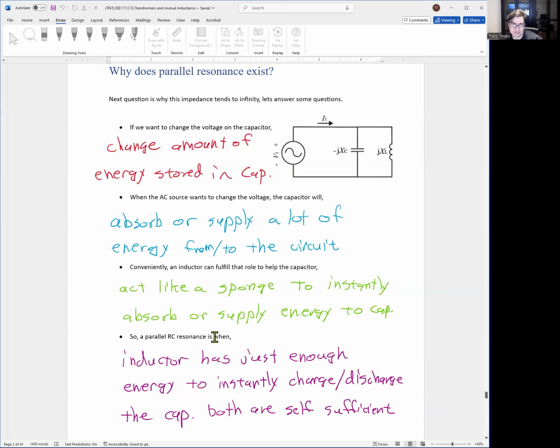Right. So in a parallel RC resonance, the inductor has just enough energy to instantly charge and discharge a capacitor. So they're both self-sufficient. So in a perfect world, if this is a very efficient system, the energy is going to ping pong between inductor and capacitor forever, and we're not going to get anything from the source. So the current I1 will be equal to 0. And that's why it's considered infinite impedance: when you have a voltage and 0 current, that must mean you have infinite impedance to make that happen, right?